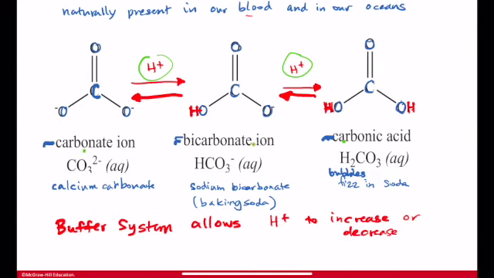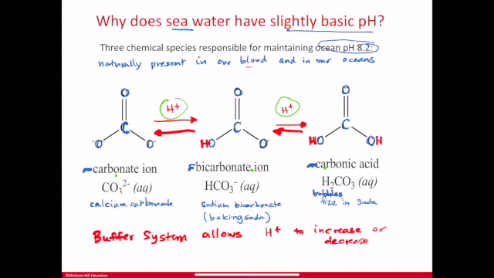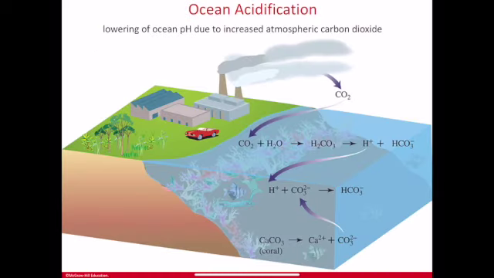And there's not just one molecule, but there's millions of these molecules in your blood that allow for uptake and absorbing some acid. These 3 compounds have maintained the ocean pH to be slightly basic until humans came along and started pumping a lot of carbon dioxide into the atmosphere.